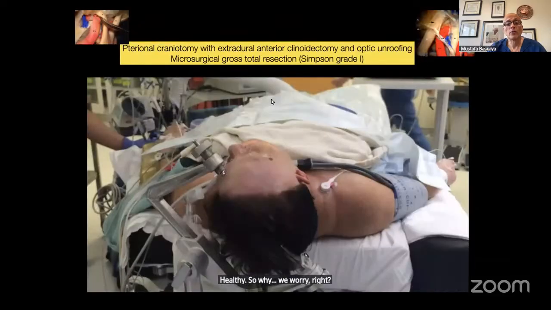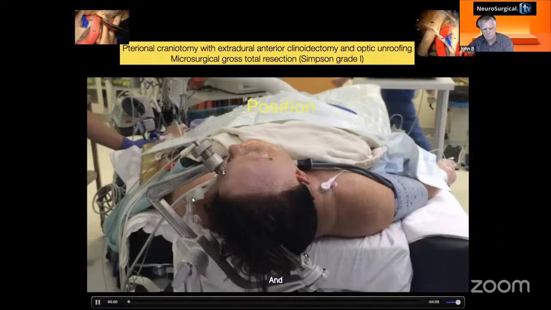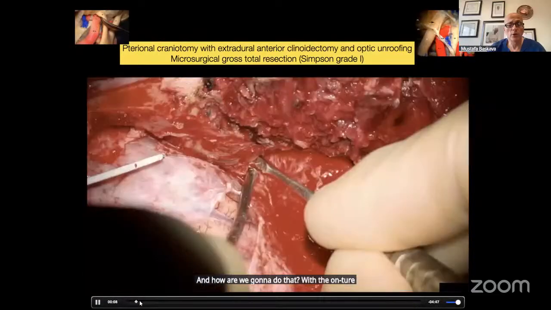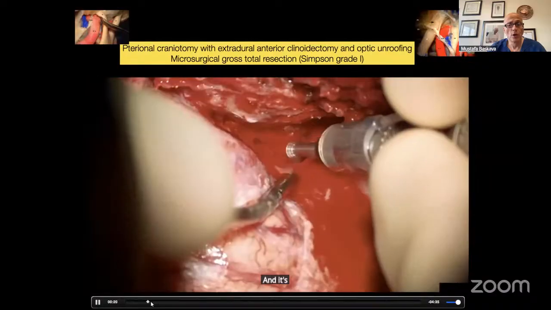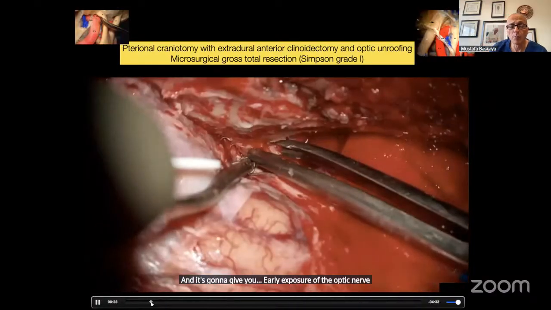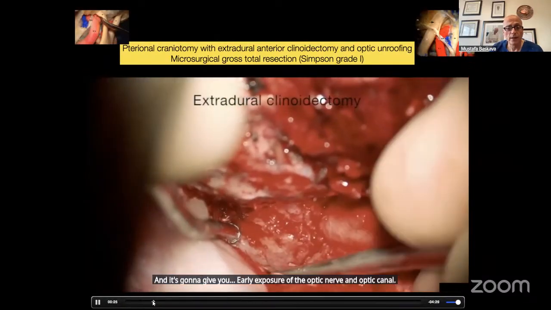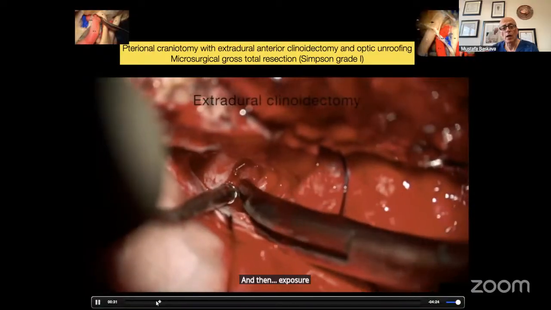We worry about the vasculature. Yes, we can explore everything, remove as much as we can, and if possible, remove everything. And how are you going to do that? With the anterior clinoidectomy, because it's going to give you proximal control, and it's going to give you early exposure of the optic nerve and the optic canal, and then exposure of the clinoidal ICA.